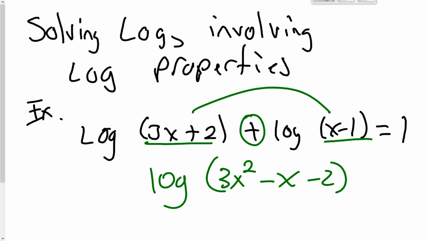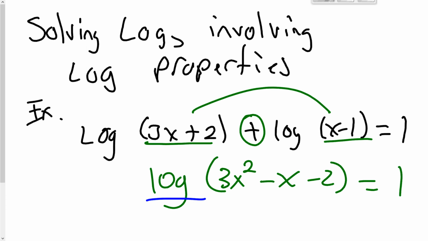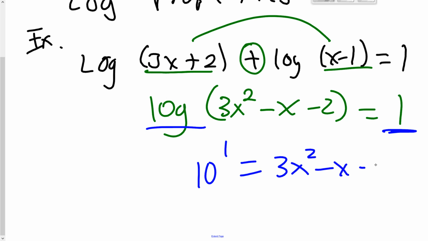So I should really put that in parentheses, because that's what I'm taking the log of, and that equals 1. If I don't put that in parentheses, it looks like I'm taking the log of 3x squared and then subtracting x after that, and then subtracting 2 after that, but I'm not doing that. Okay, so now we can switch to exponential form because this log is by itself. Right, so my base is 10, so 10 raised to 1 equals 3x squared minus x minus 2.